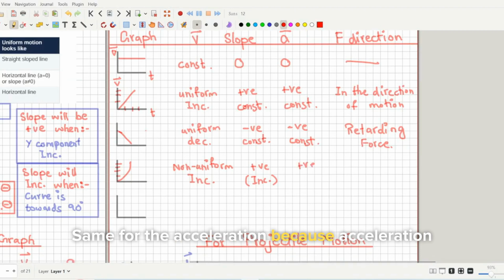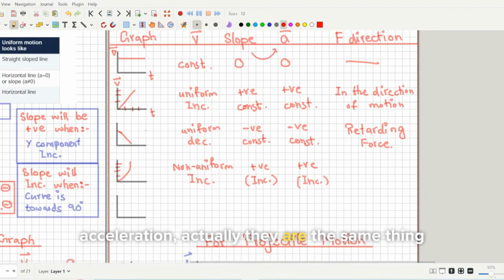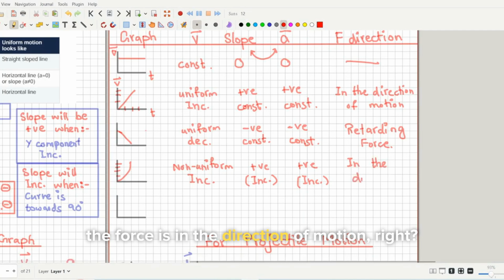Same for the acceleration, because acceleration is actually the slope, right? If you're getting confused about slope and acceleration, actually they are the same thing here. The slope of a velocity time graph is acceleration, but I wrote them differently so that you know that slope is acceleration and acceleration is slope. What about the force? If the acceleration is positive, then that means the force is in the direction of motion, right?